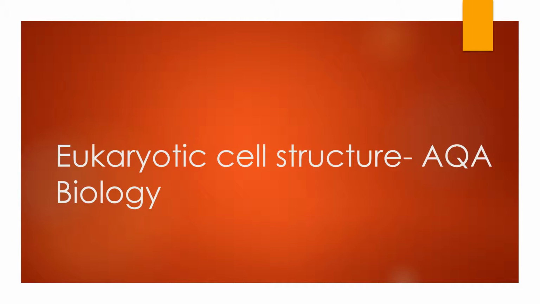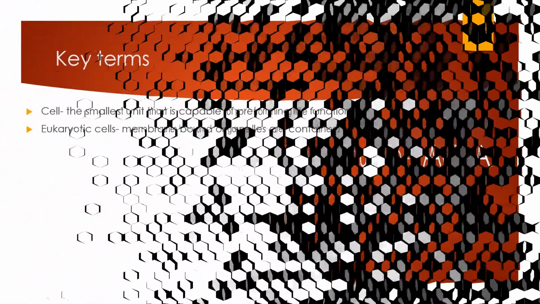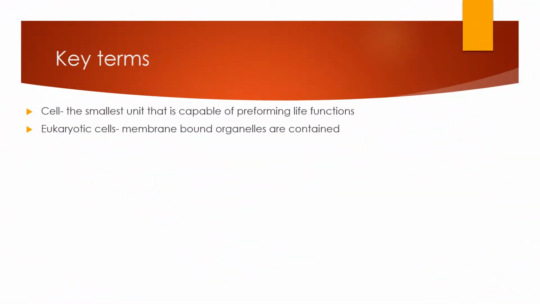Eukaryotic cell structure, AQA Biology. Key terms. The cell. The cell is the smallest unit that is capable of performing life functions. Eukaryotic cell. Well, a eukaryotic cell contains membrane-bound organelles.